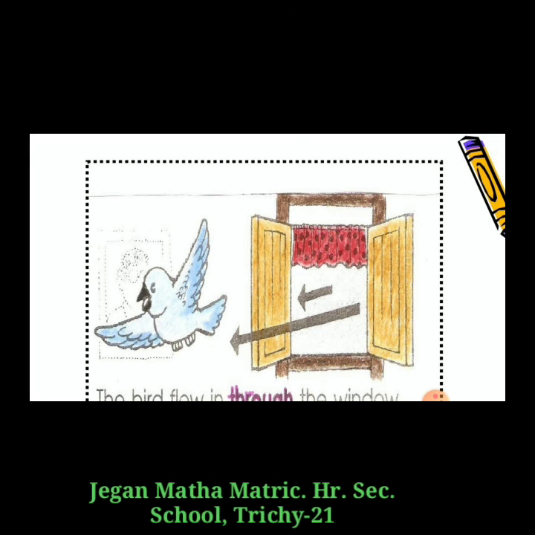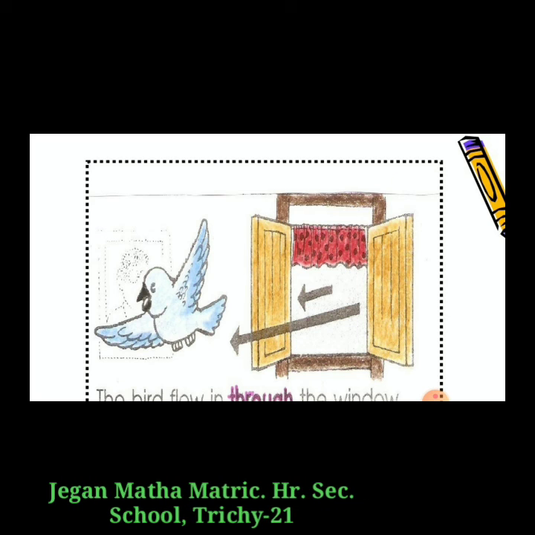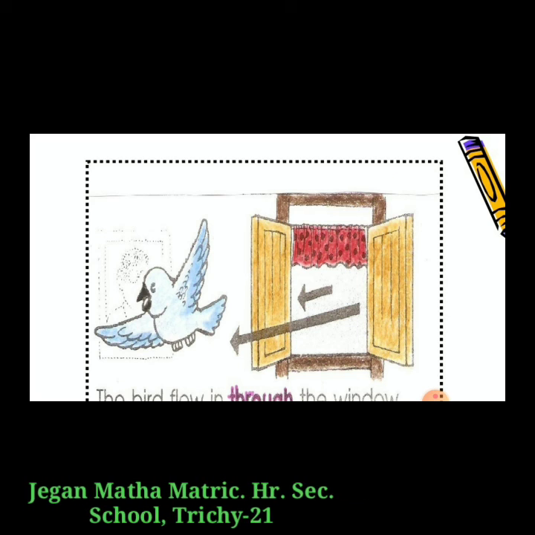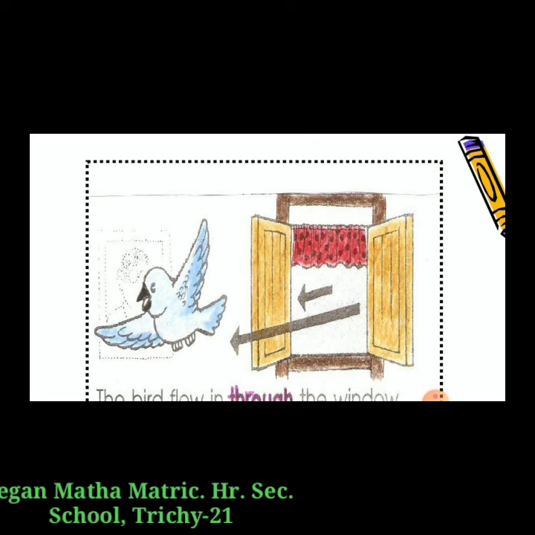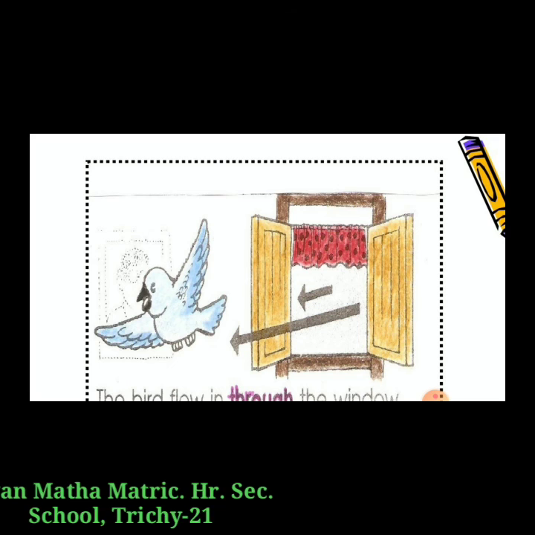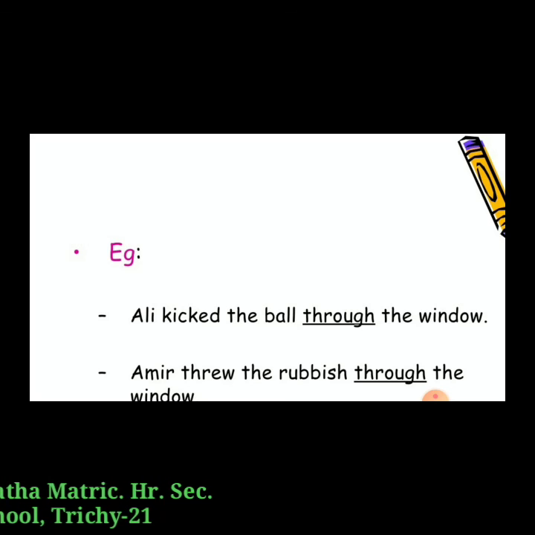through the window. So how do you use the preposition through? The bird flew in through the window. Through is used for movement in three-dimensional space from one side to the other. For example, Ali kicked the ball through the window. Amir threw the rubbish through the window.